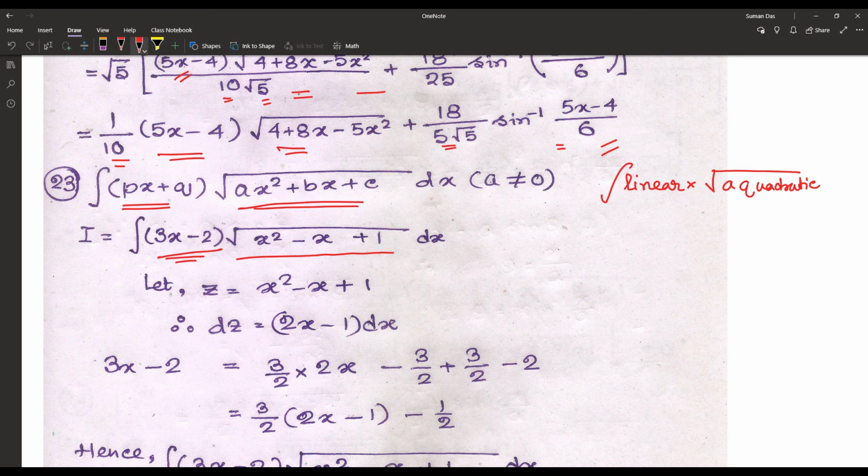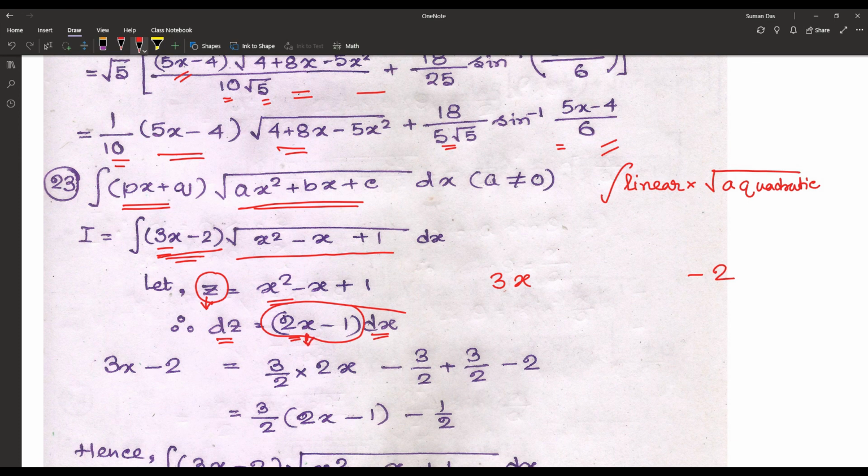Let's replace the quadratic with a variable, that is z. So we are getting dz equal to 2x minus 1 dx, after differentiation. That is our main part. We have to check that 3x minus 2 has been given, and we have to use that form.